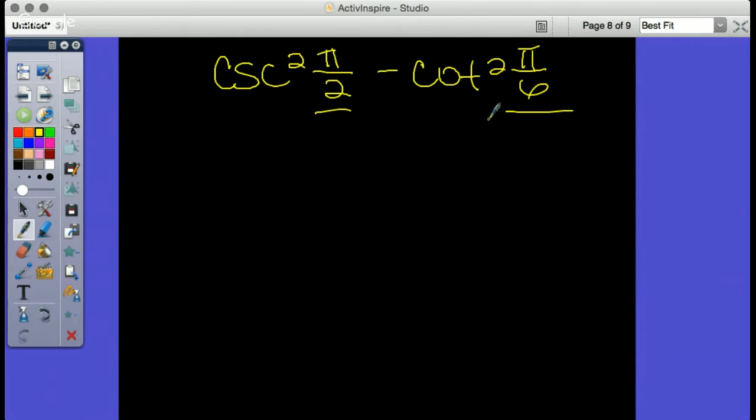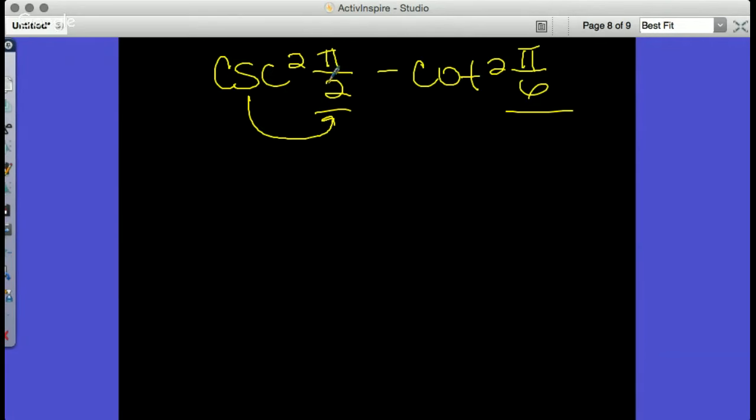Now, as far as the test goes, I'm not sure if there's one like this on the test. I don't think there is, but I don't want to deceive you on that. One thing we want to do, though, just in case, is good practice: how do I find what cosecant of pi over 2 is?